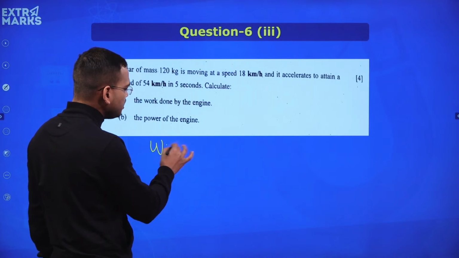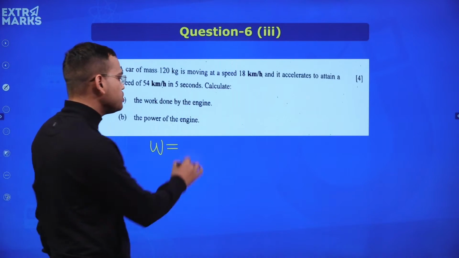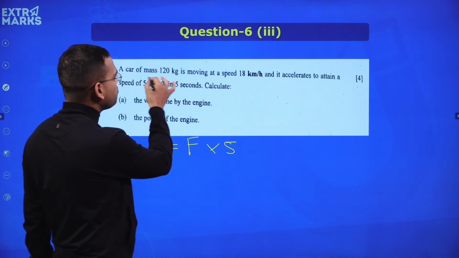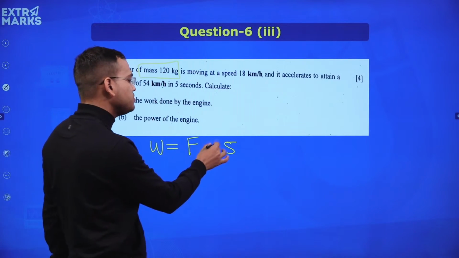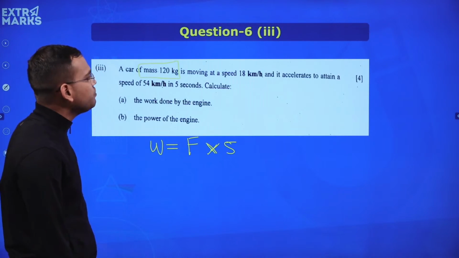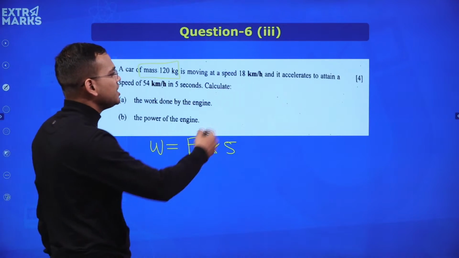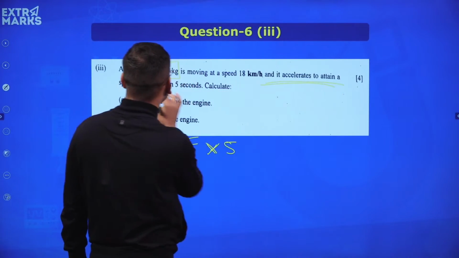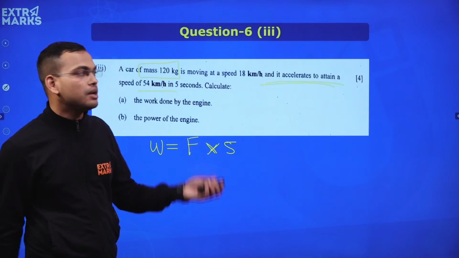Very simple. Work done by the engine is nothing but force multiplied by the displacement. Now we know the mass of the car is 120 kg. So obviously 120 into acceleration, we have to know, right? So we have to first calculate the acceleration. It is given in the question that it accelerates to attain a speed of this much.